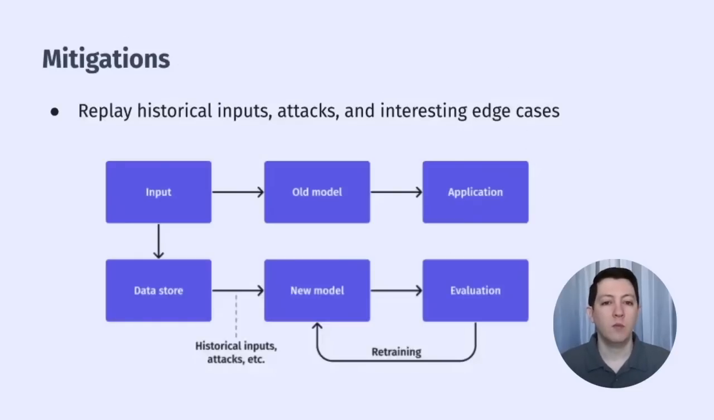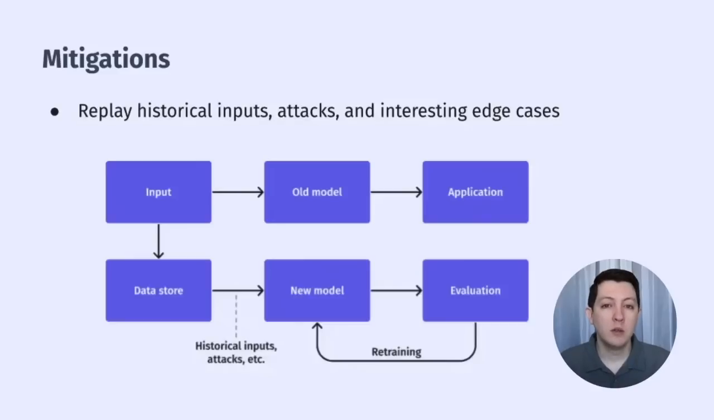Mitigations. Well, replay historical inputs, even attacks, especially interesting edge cases. So imagine this design here. We have an old model. It's the one in production. It's the one we're hoping to replace with a new model for some reason. We, of course, give all of the inputs to that old model, which interacts with the application in some way. But at the same time, we store all of those inputs. And then as we're developing the new model, we replay interesting things against it.